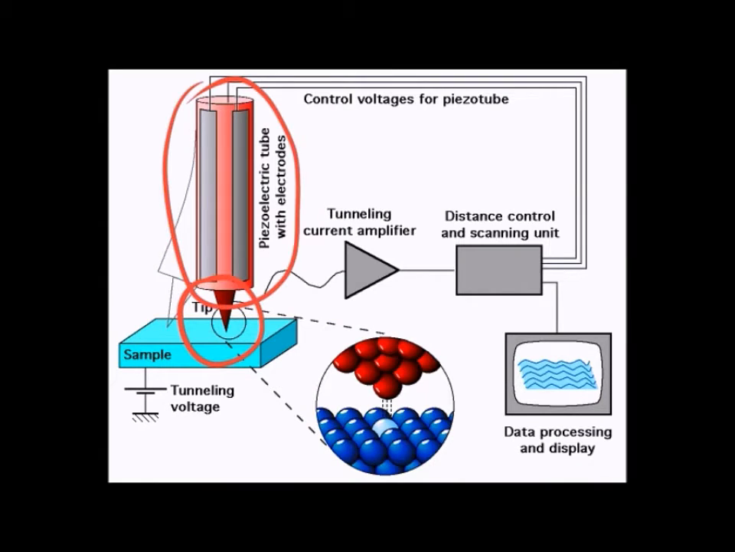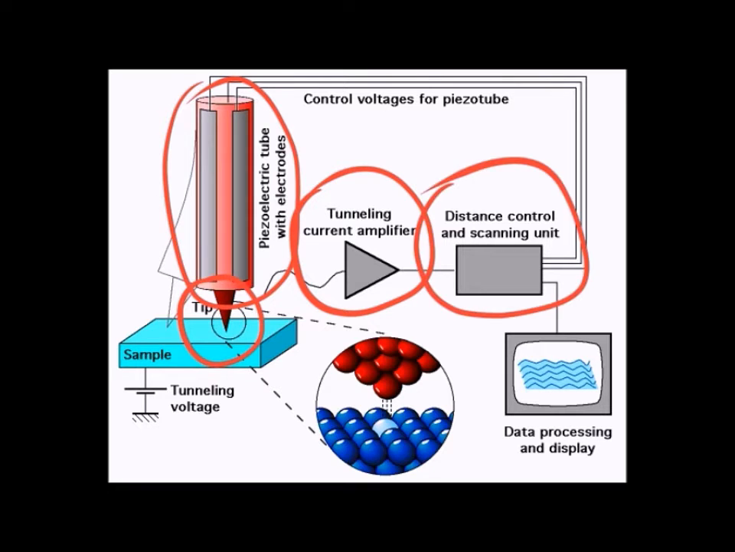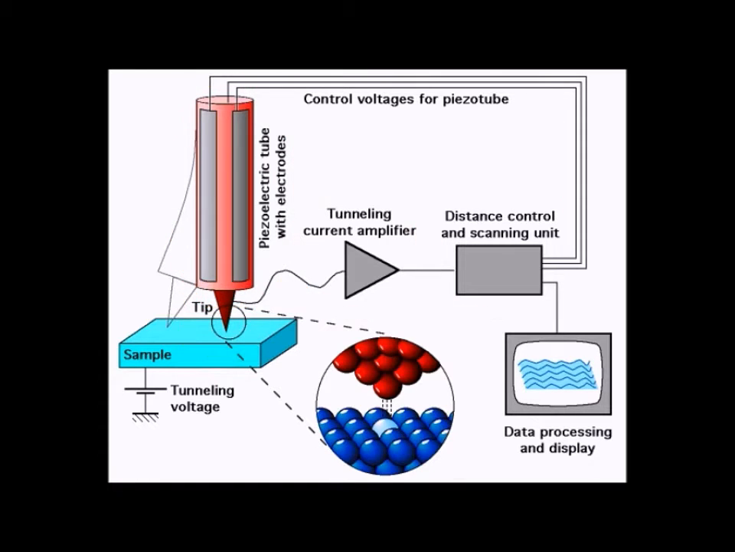There are 5 basic components of STM, which are the metal tip, piezoelectric scanner, current amplifier, bipotentiostat, and feedback loop current.